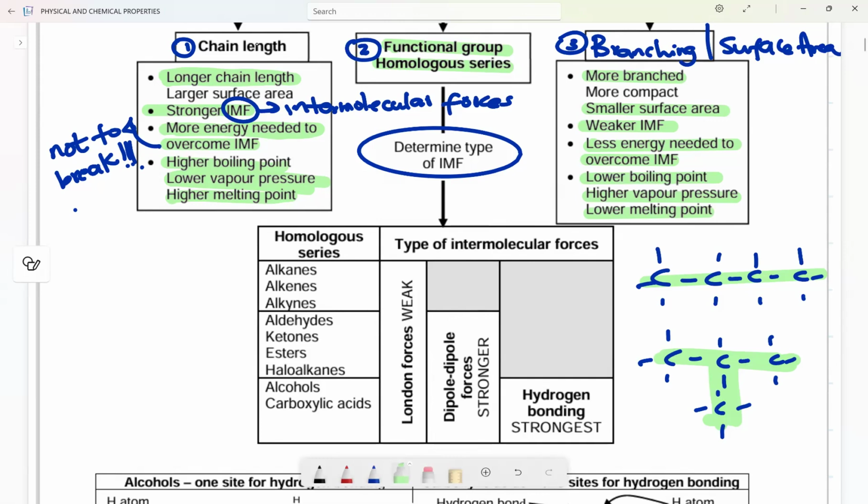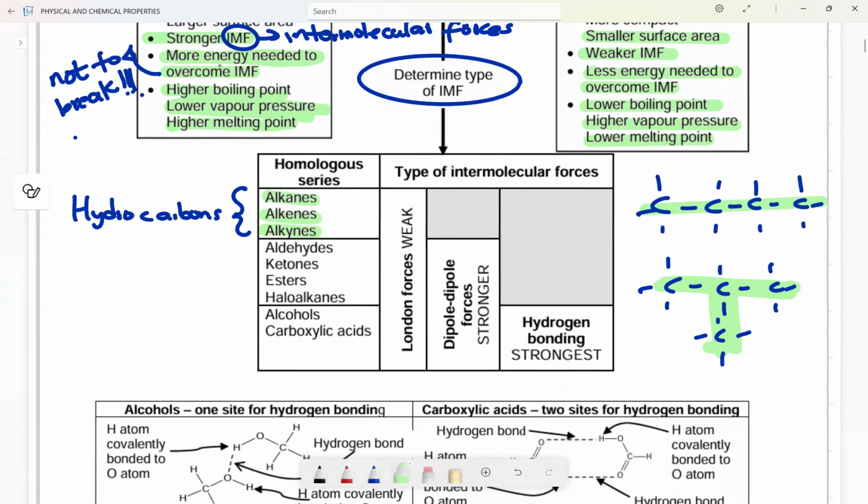This one I want you to take like this. The hydrocarbons, let me write it here. The hydrocarbons have London forces. All the hydrocarbons have London forces. If you are that particular person who struggles with memorization, you are going to say, all the hydrocarbons have London forces.